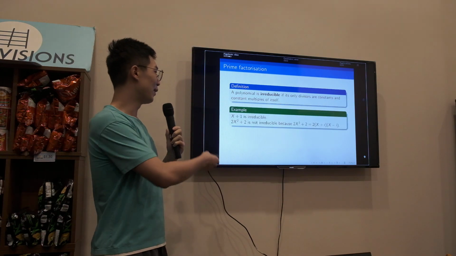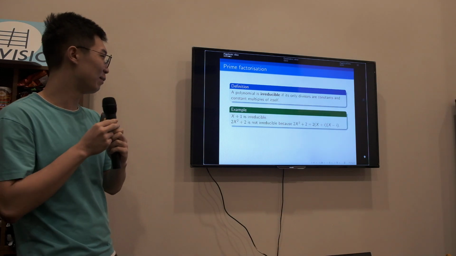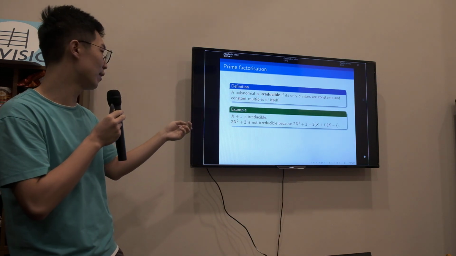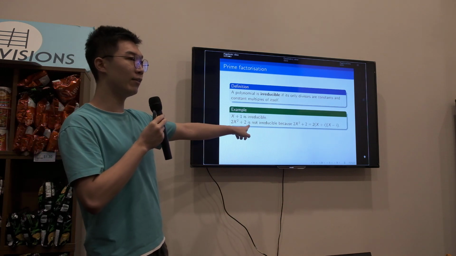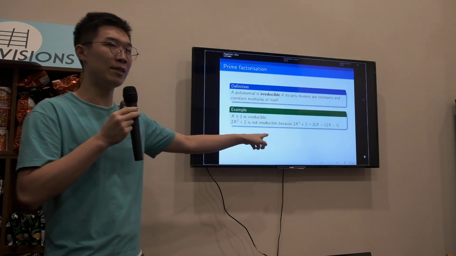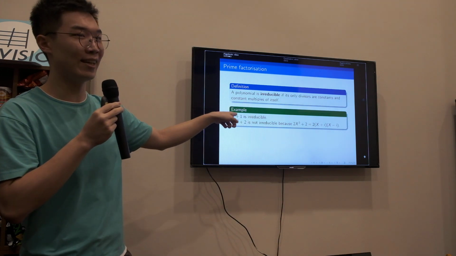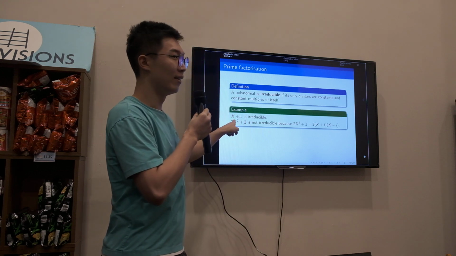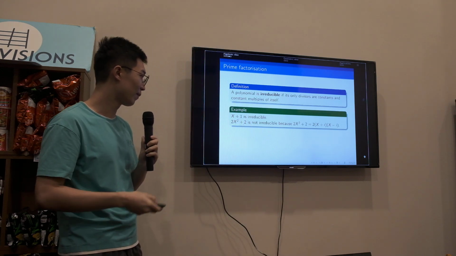To give you an example, x plus 1 is irreducible because you can't divide it by anything other than constants or constant multiples of itself. But 2x plus 2 is not irreducible. You can take out the 2, and then you have x squared plus 1, which is x plus i times x minus i, so x plus i divides this thing. So it's not irreducible.